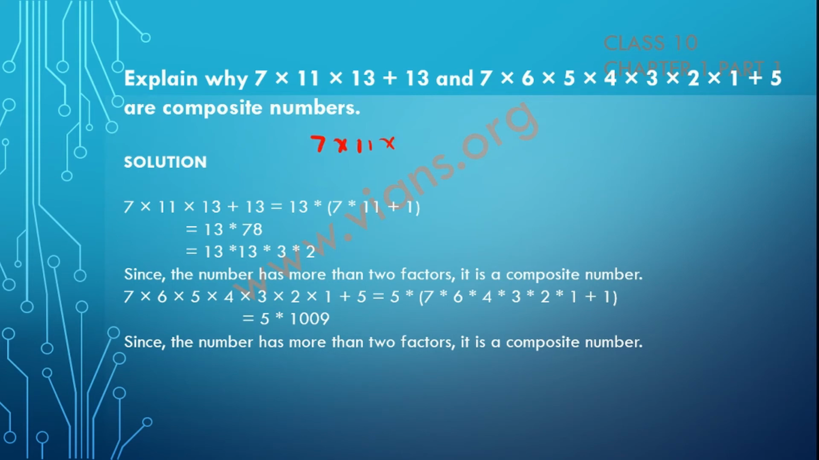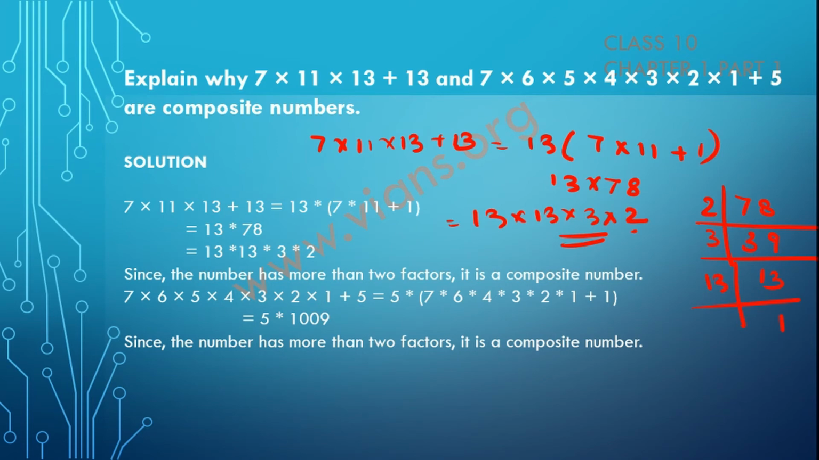So in this particular case, you could always write 7 into 11 into 13 plus 13 as 13 into 77 plus 1, which is nothing but 13 into 78. 78 can be factorized as 13 into 3 into 2, so basically your 7 into 11 into 13 plus 13 is now equal to 13 into 13 into 3 into 2. So it is a composite number.